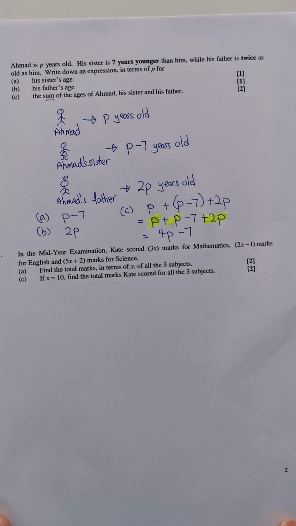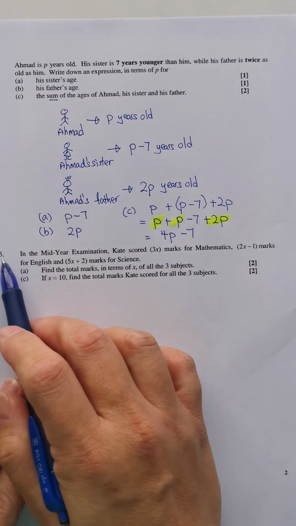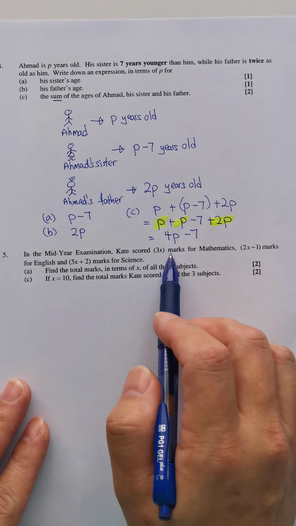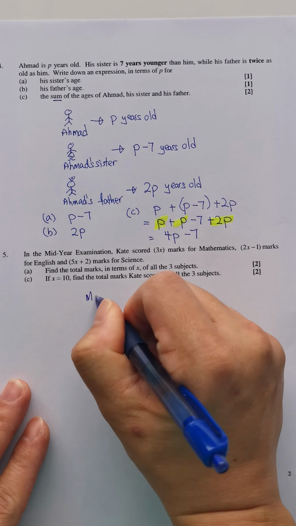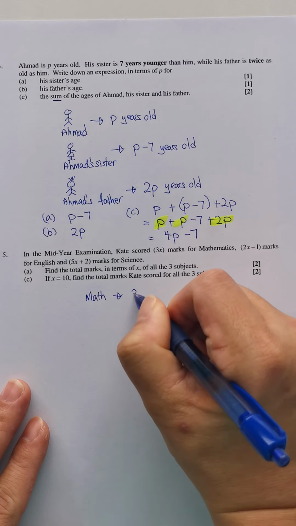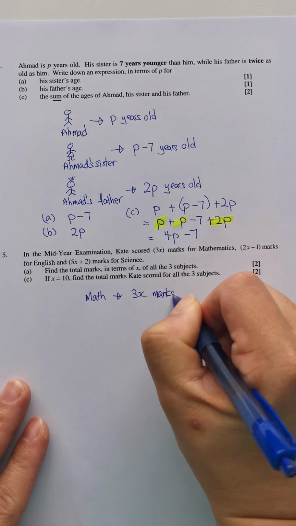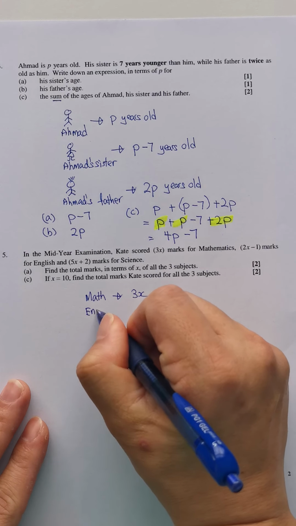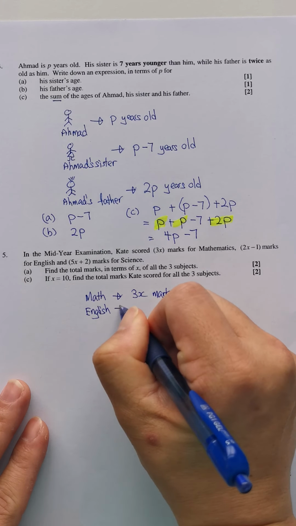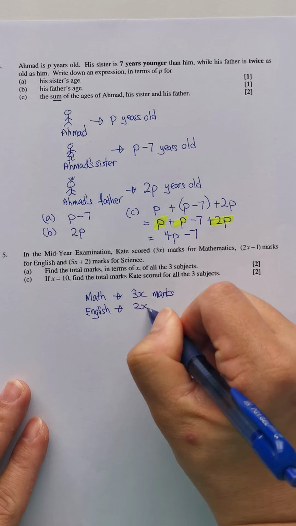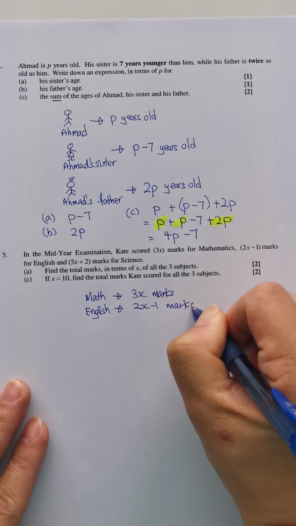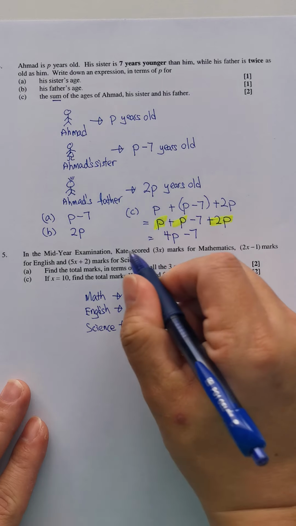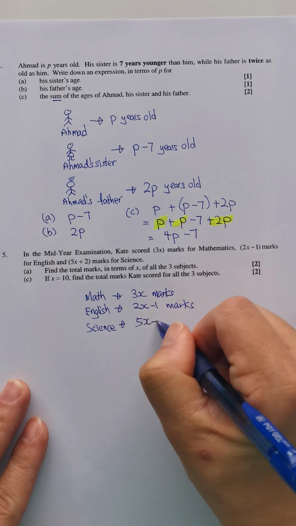Okay, now we move on to the last question. Number 5. In the mid-year examinations, Kate scored 3x marks for math. Okay, so same thing. I'm going to write down math, 3x marks. 2x minus 1 marks for the English. And for the science, Kate scored 5x plus 2 marks.